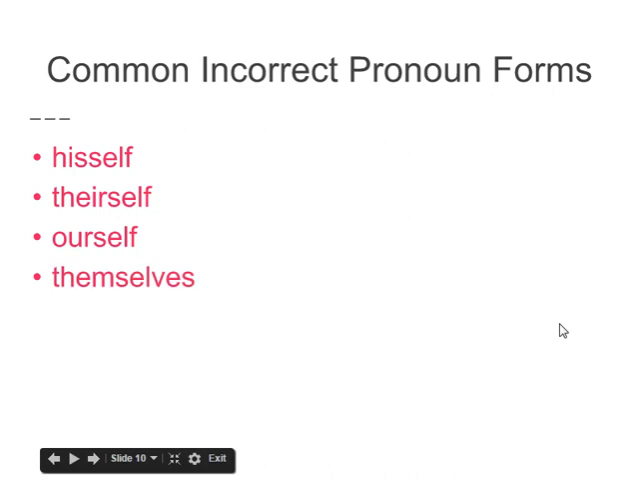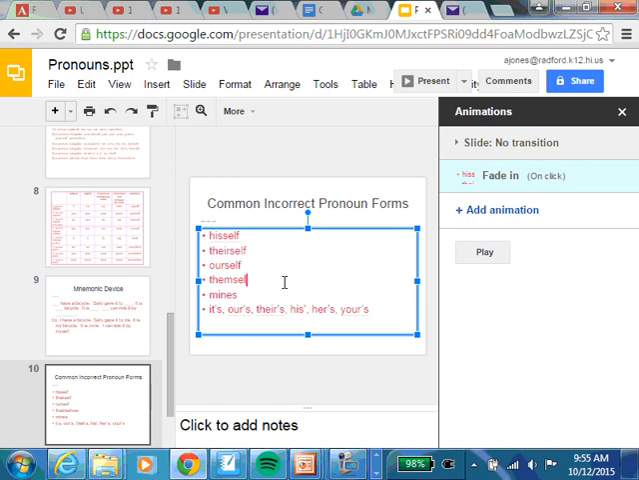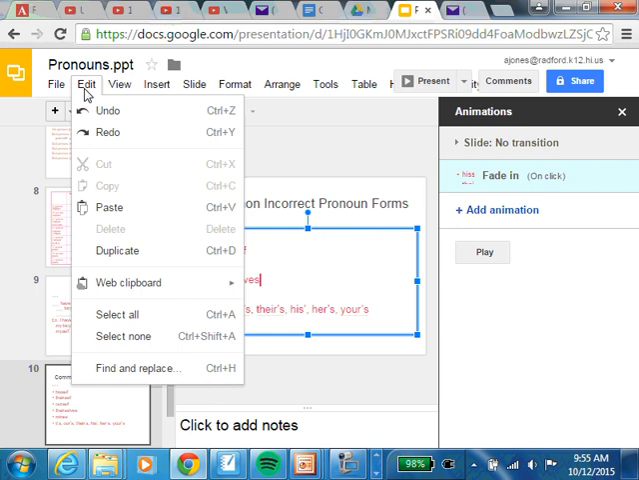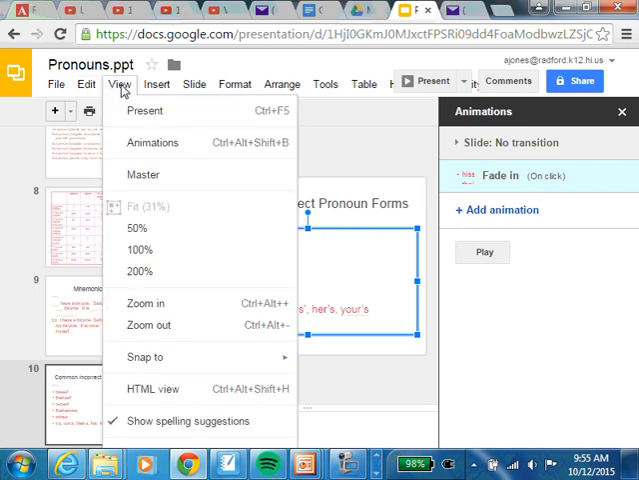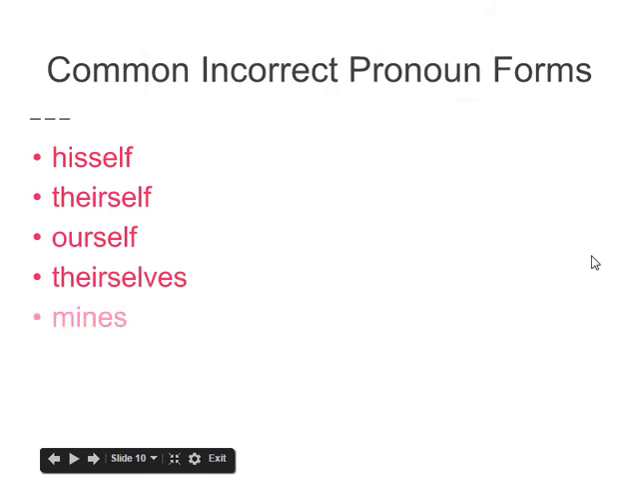"Themselves." Now wait a minute. That is a good one. What is that doing there? Okay, sorry, that was my mistake. "Themselves" is a good one. I think what I meant to write was "their selves." Sorry. "Their selves" is the incorrect form. And then let's go back and, oh boy, I don't want to do that. View, present. So there we have the incorrect form, "their selves."